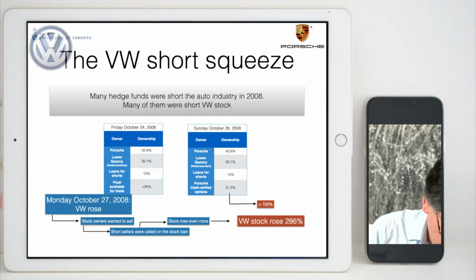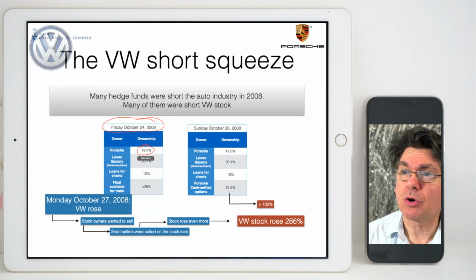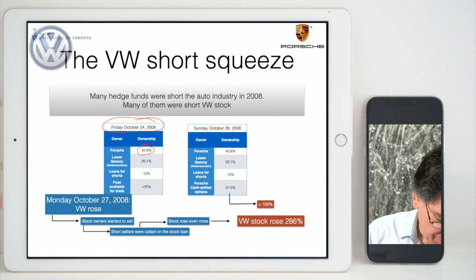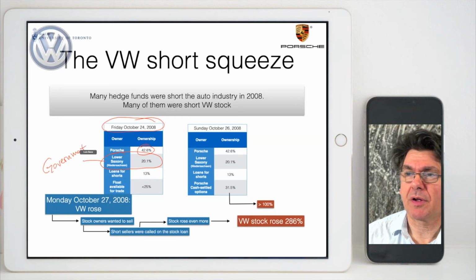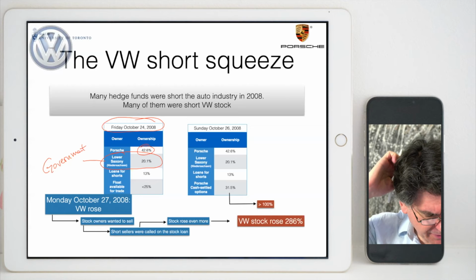On Friday, October 24, Porsche had always owned a little bit of it. It owned 42%, just under half. And then the government, in the form of the state of Lower Saxony, owned 20% of Volkswagen. So Porsche owned 42% and the government owned 20%. The rest was publicly traded.